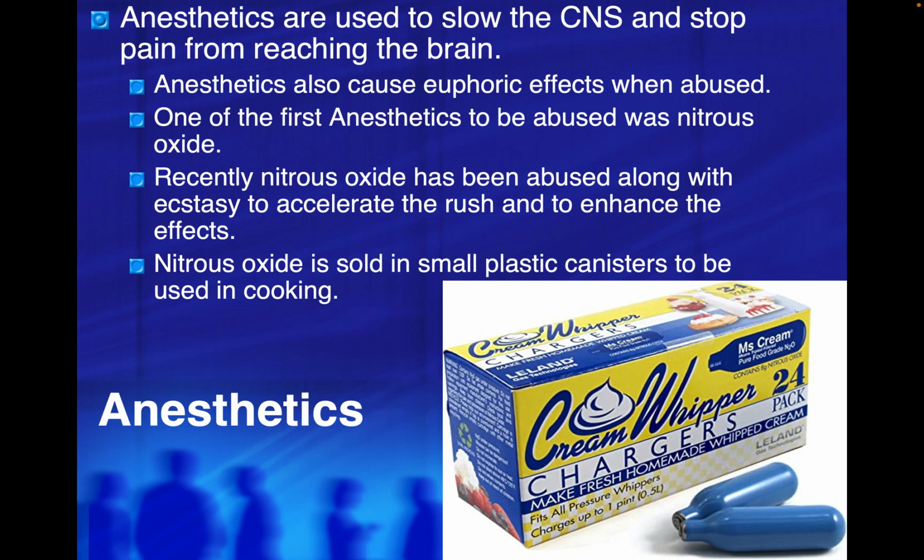Anesthetics are used to slow the central nervous system and stop pain from reaching the brain. Anesthetics also cause euphoric effects when abused. One of the first anesthetics to be abused was, of course, nitrous oxide. Recently, nitrous oxide has been abused along with ecstasy to accelerate the rush and to enhance the effects. Nitrous oxide is sold in small plastic canisters to be used in cooking.